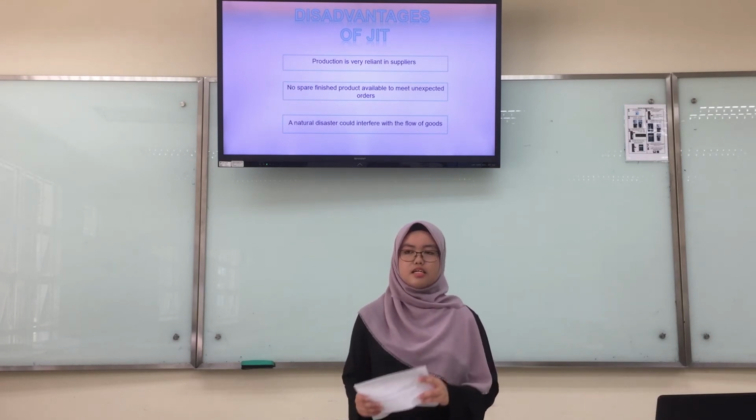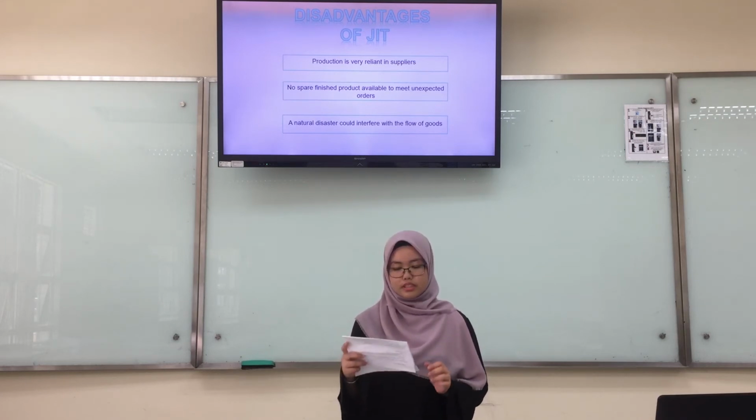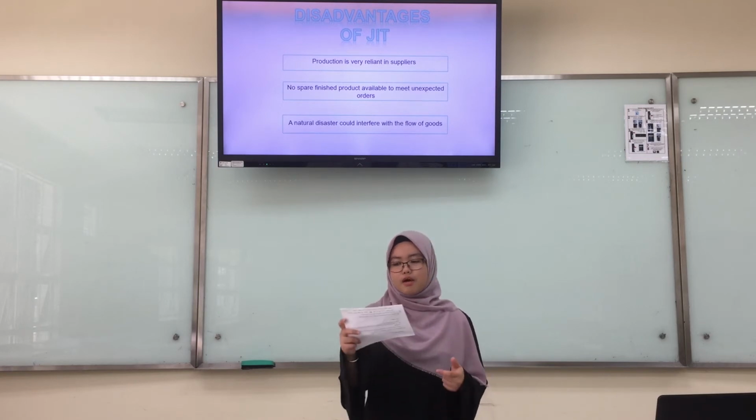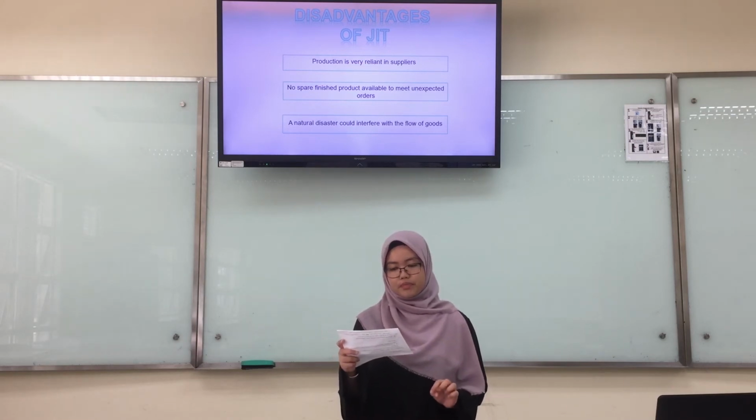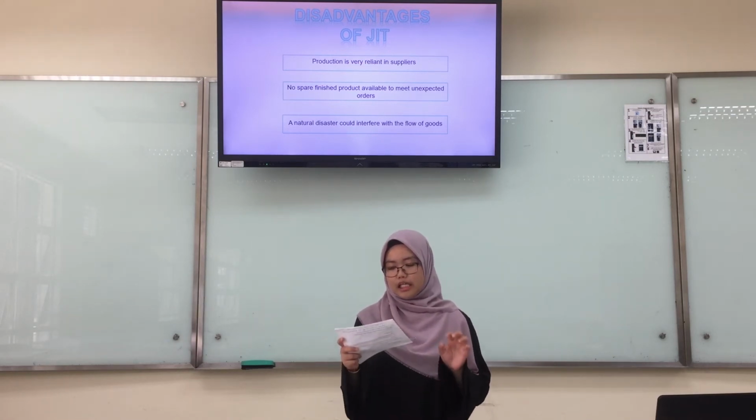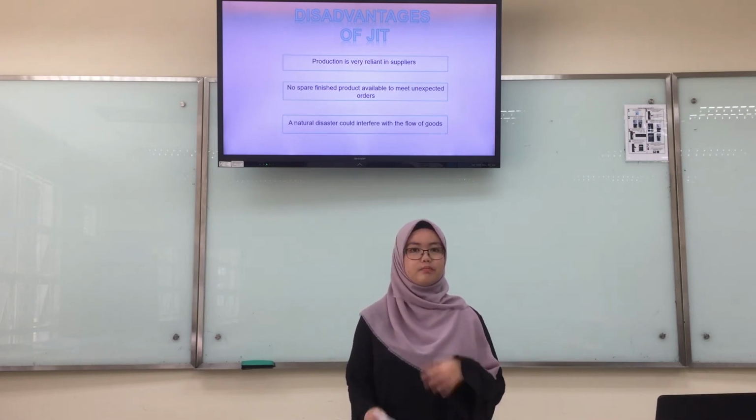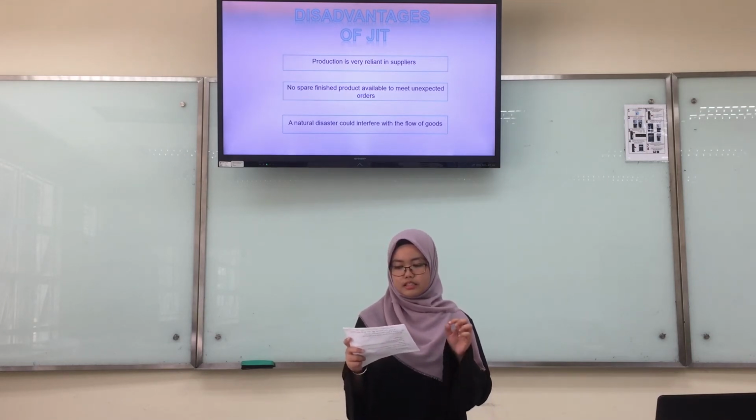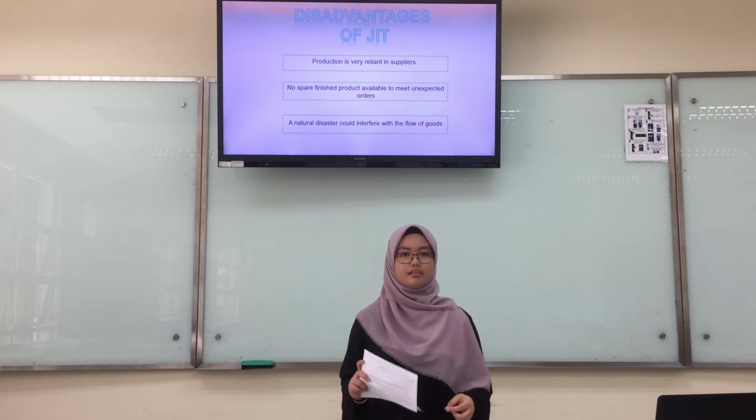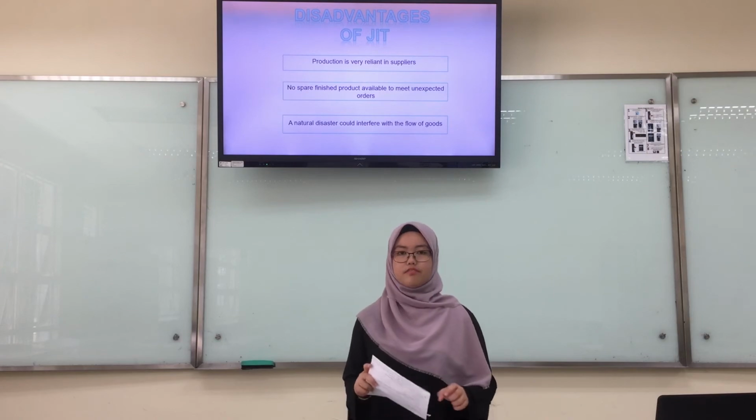The last one is that a natural disaster could interfere with the flow of goods. This will lead to production delay and also seriously impact the production process since the goods are not supplied on time. For instance, if a flood happens in an area where the supplier is located, it will be hard for the supplier to deliver stock immediately, since he's stuck in the natural disaster. Therefore, this will affect the production of a business.